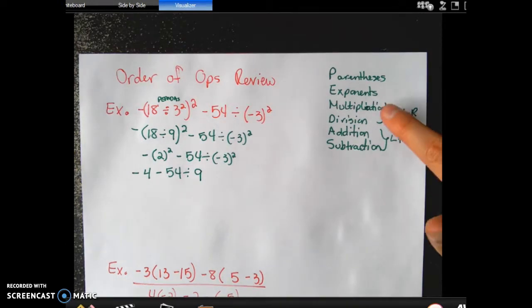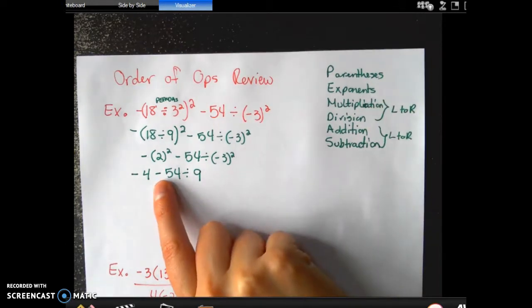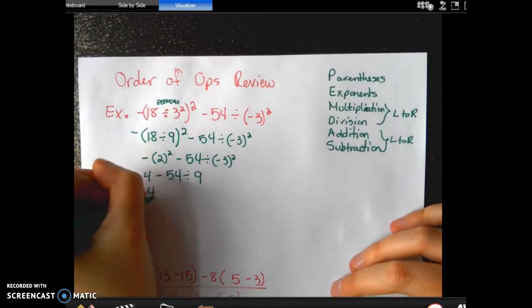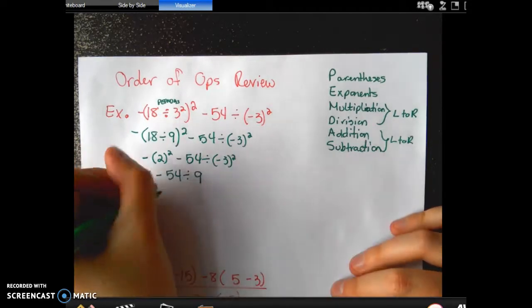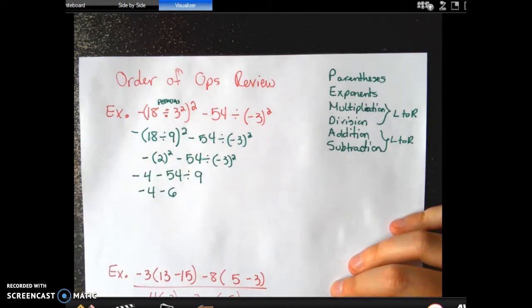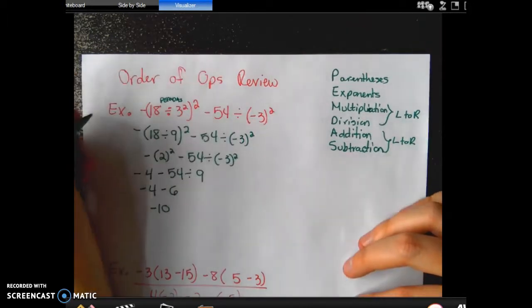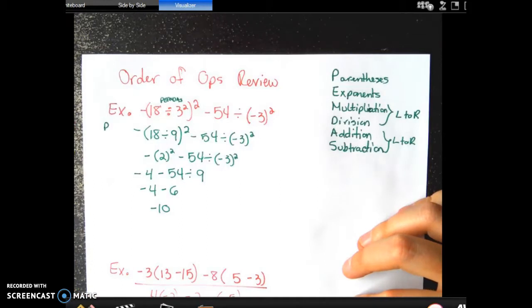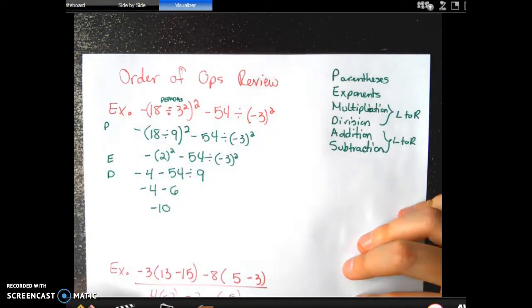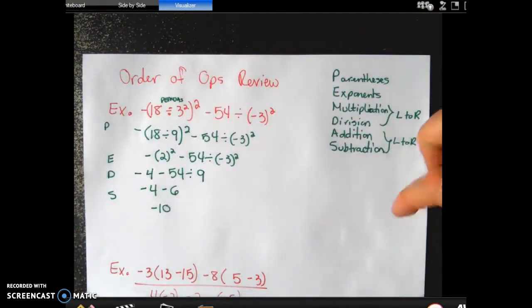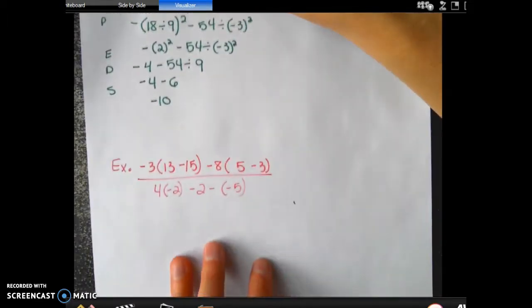Now I'm looking for multiplication and division. I see that I have subtraction here and then division, which tells me I need to do division first. 54 divided by 9 is 6, and now I only have one operation. Negative 4 minus 6 is negative 10. Okay? So, in this line, we did parentheses. This line, we did exponents. This line, we did division. This line, we did subtraction. Okay? We're not always going to use every single one of the PEMDAS letters, but we do go in that order. Okay? Now let's check this one.